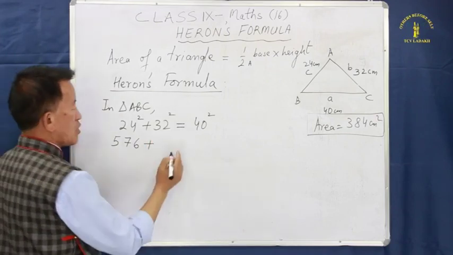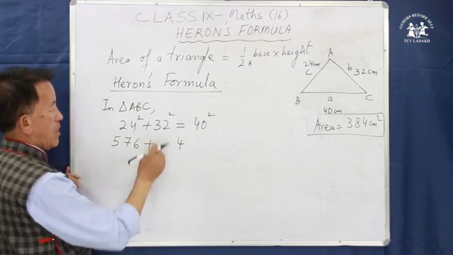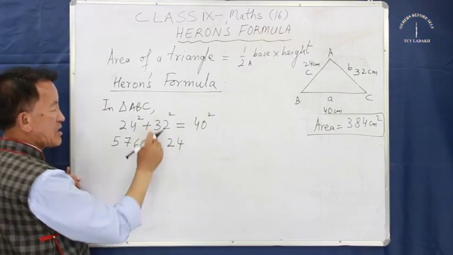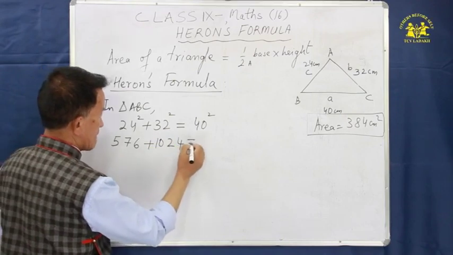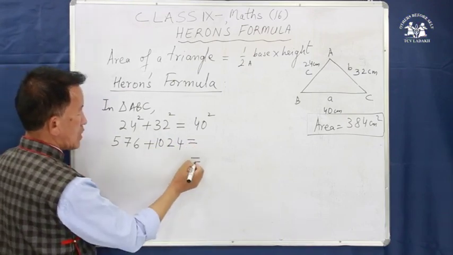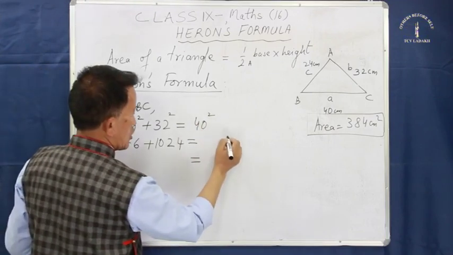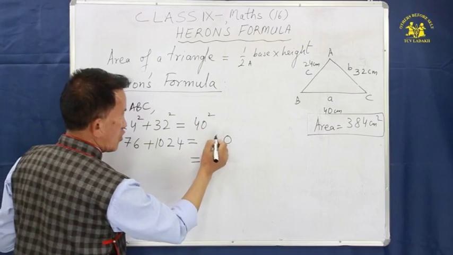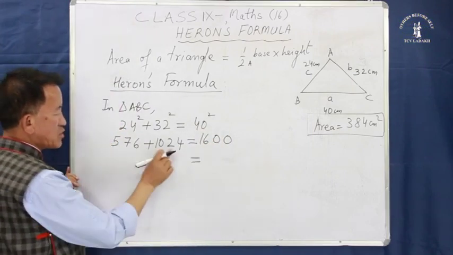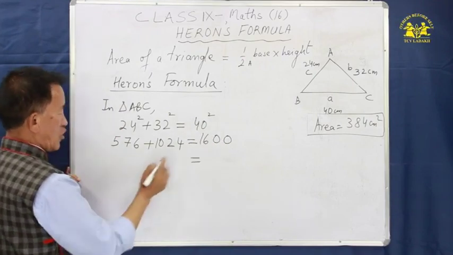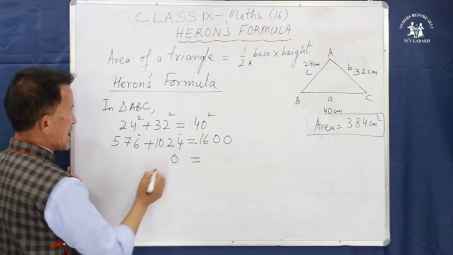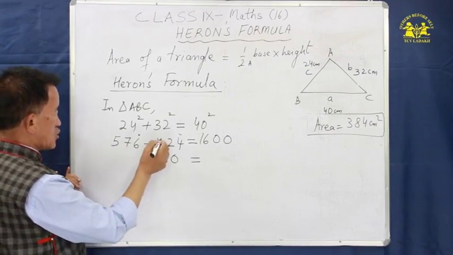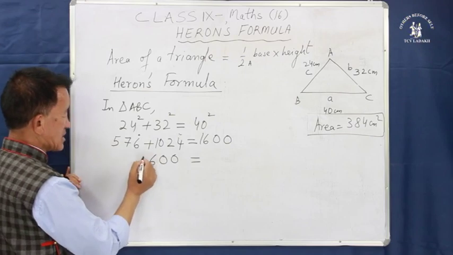Similarly, 32 square will be equal to 2 2s are 4. 3 2s are 6. Double it, 6 2s are 12. Carry 1. 3 3s are 9. 9 plus 1, 10. So if you add these two, let's square this one. Of course, 0 square is 0. 4 zeros are 0. Double it, again 0. 4 4s are 16. Let's see, the sum of these two is equal to 1,600 or not. 4 plus 6, 10. 7 plus 1, 8, 9, 10. Okay. 0 plus 5, 5 plus 1, 6, 1.